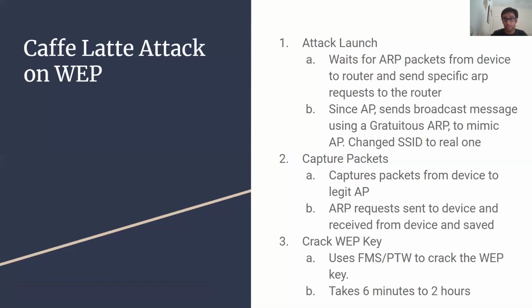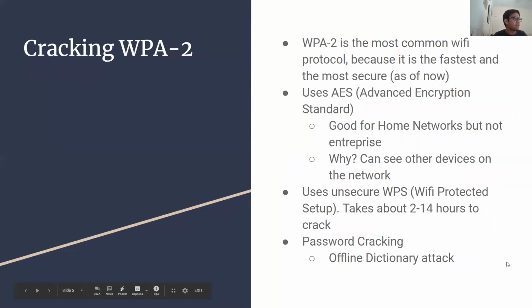Those packets have the WEP key, which you crack using aircrack-ng, a program on Kali Linux, from the various ARP packets or various packets you captured. You use decryption methods like FMS and PTW to crack it. The best case scenario takes 6 minutes to crack it, and the worst case scenario takes only 2 hours. So it's pretty easy to crack WEP Wi-Fi.